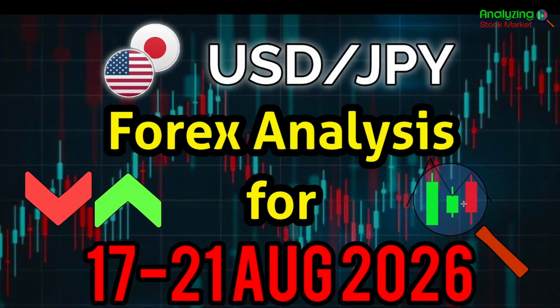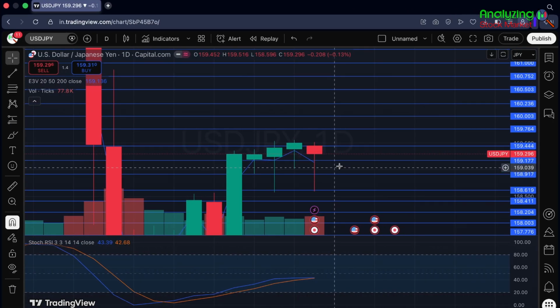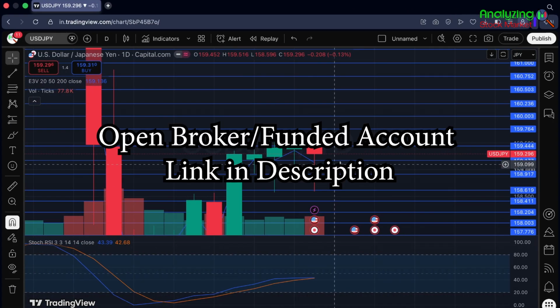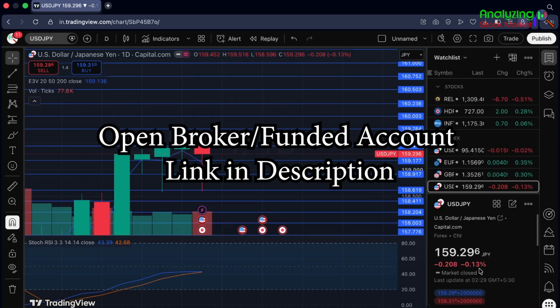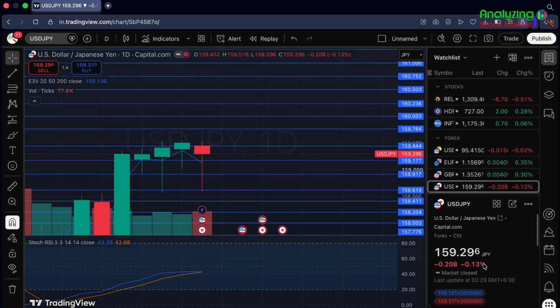Today I'll be talking about the USD JPY pair and we'll do the Forex analysis for 17th to 21st August 2026. Let's go straight to the chart and see what happened during the momentum of this last week. Here is the USD JPY chart. Let's see what happened during our Friday closing. Here is a 0.13% negative move, with 159.296 as the closing on Friday.